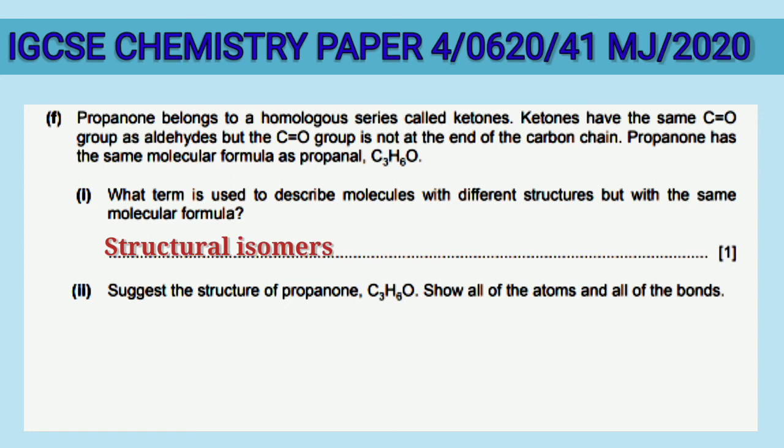Question F2. Suggest the structure of propanone C3H6O. Show all of the atoms and all of the bonds. Things to be kept in mind while drawing this: propanone will have 3 carbons and carbonyl group C double bond O group will be in the middle, not at the end. Each carbon atom will form 4 covalent bonds.